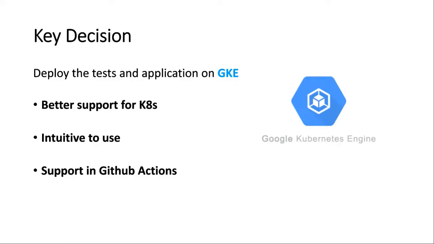During our pipeline design, we made two key decisions. The first decision is to deploy the tests and application on Google Kubernetes Engine. We have several reasons to choose GKE. First, Kubernetes was originally designed by Google, and GKE has the best support for Kubernetes. Second, GKE provides a lot of tools to help us deploy apps directly from Google Cloud Platform, and it is more intuitive to use. Thirdly, we can easily find the docs of deploying to Google Kubernetes Engine using GitHub Actions.